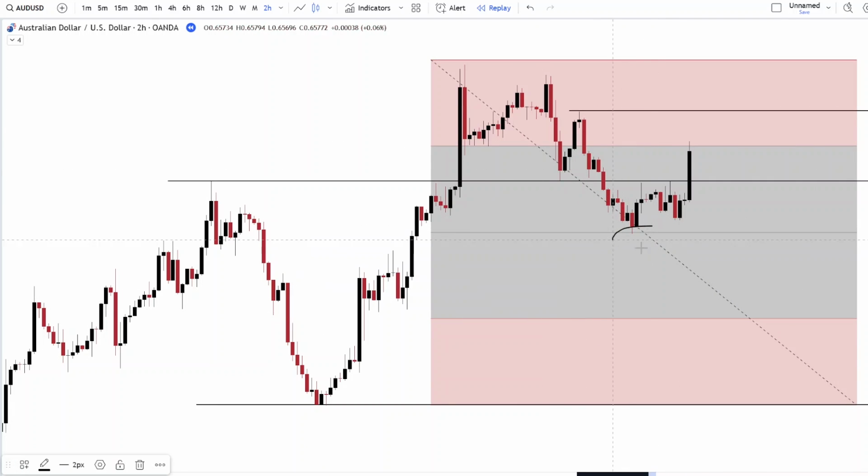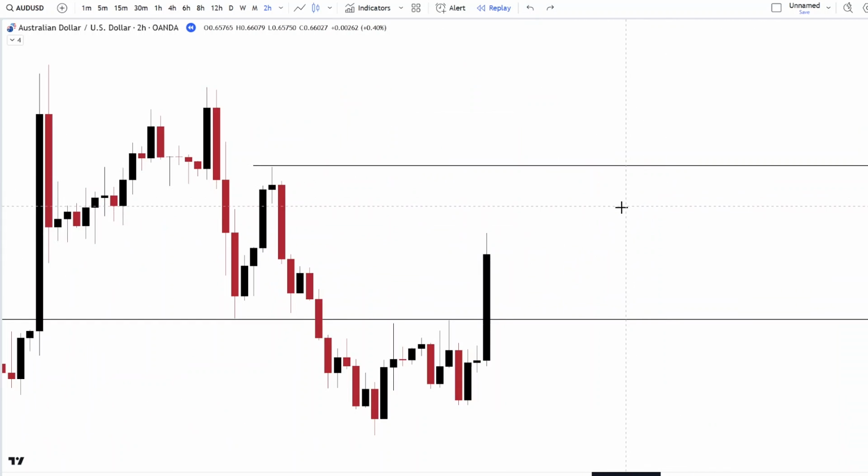Price rejected exactly at the 50% point and not far away from our shelf. So if price was to reach somewhere here or all the way to our discount zone, then this would be a supply and demand structure. So I'm still considering this as a support and resistance structure.